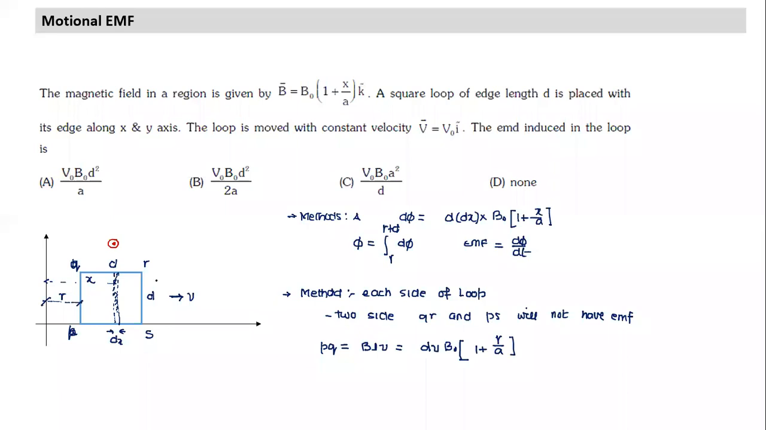Similarly, if I take RS in place of PQ, this term will be the same, this term will be the same. The only thing that will change is, in place of R, it will be R plus D by A. And I am not explaining, but see, both of these are moving towards the right, and the field is a dot. So will both EMFs develop in the same direction or in the opposite direction?